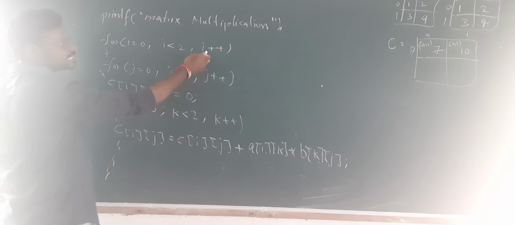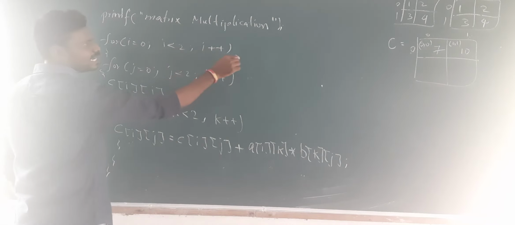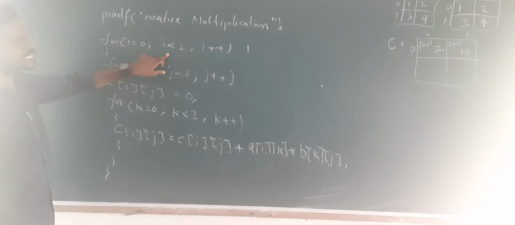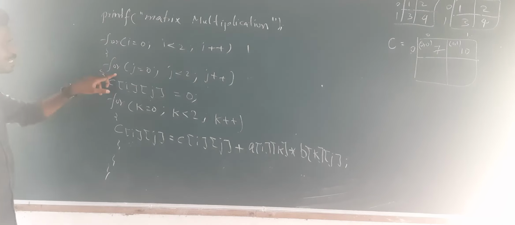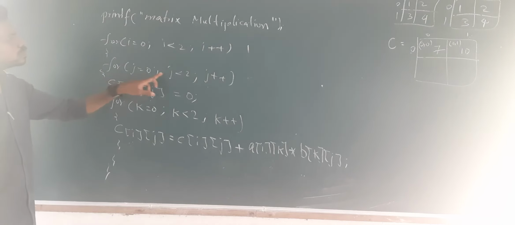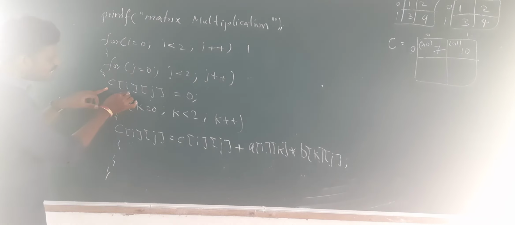Now, at the last, I will be incrementing the value of I. I will become 1 now. 1 less than 2, yes. Now, again, I will be entering into this loop. J equals 0. 0 less than 2, yes. And I is 1 here, J is 0 here.